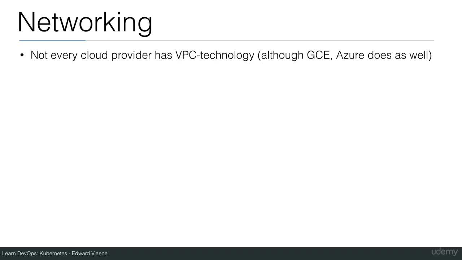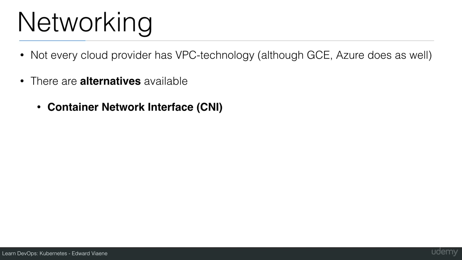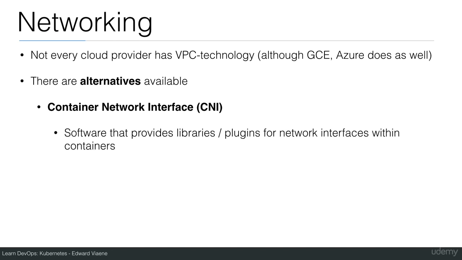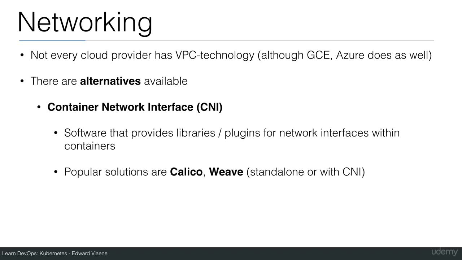Not every cloud provider has VPC technology, although Google Cloud and Azure do have something similar, so you can use something very similar on those cloud providers. For other cloud providers, or even on-premise, there are alternatives available. You can use something called Container Network Interface, CNI. That is software that provides libraries and plugins for network interfaces within containers. Popular solutions are Calico and Weave. Weave can be used standalone or with CNI.